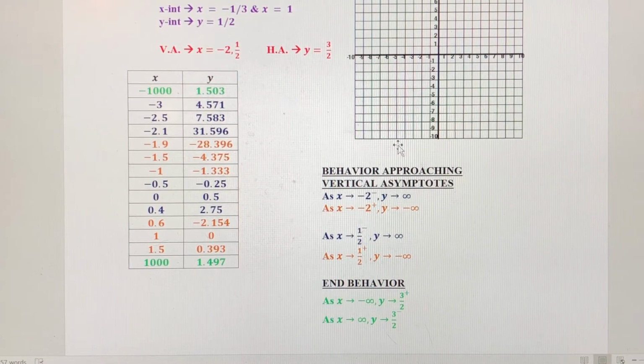As x approaches negative infinity, we're going to approach that horizontal asymptote from above. So the left-hand side is going to look something like this. Okay. On the right side, as x approaches positive infinity, we're going to approach 3/2 from below. So the right-hand portion of the graph is going to be this shape right here. Okay. So let's graph using all this information we've just calculated, and let's draw this graph.